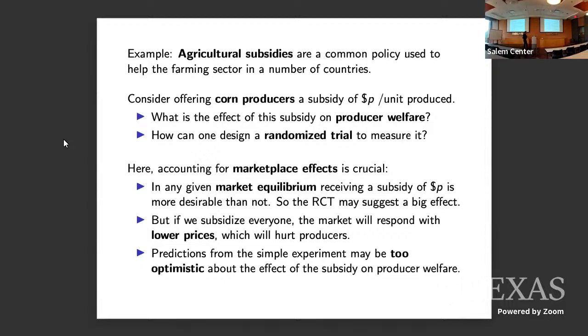But now, if you imagine deploying the subsidy to everyone, now you're in a different world, because suddenly everyone's getting subsidized. At the marketplace level, you're going to increase production, and as supply goes up, this means that there's going to be an oversupply. Product prices are going to go down, and this is going to have a negative effect. So this is an important effect, and it's clear that predictions from the simple experiment that just compared people who received or didn't receive a subsidy were too optimistic about the total effect of the subsidy on producer welfare.